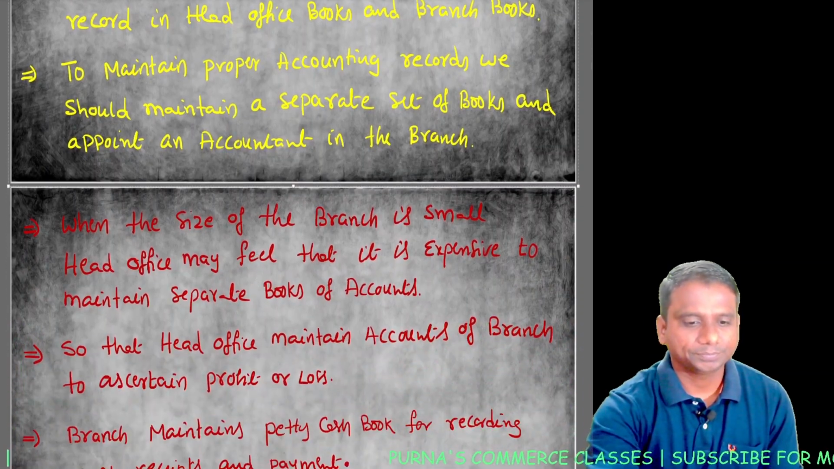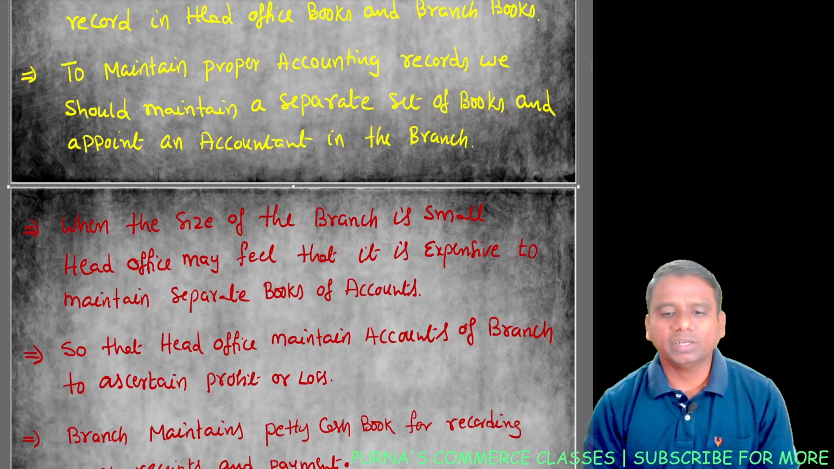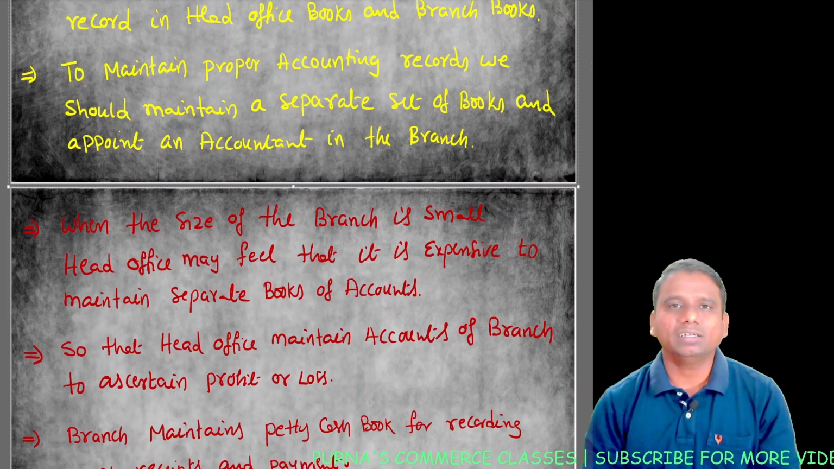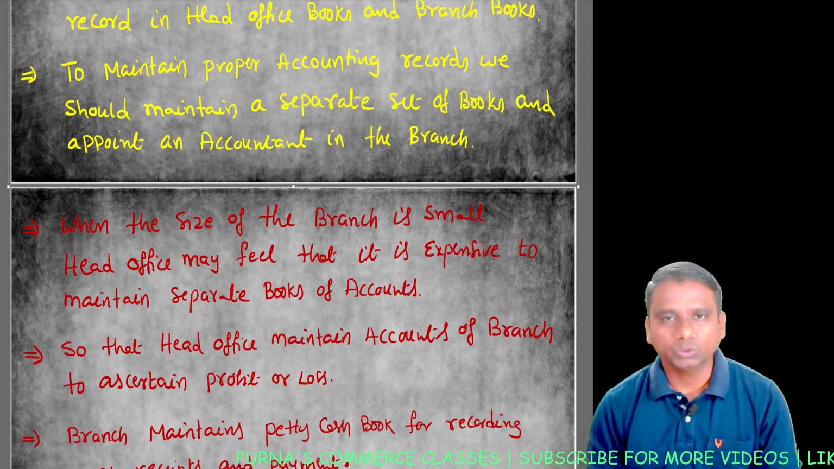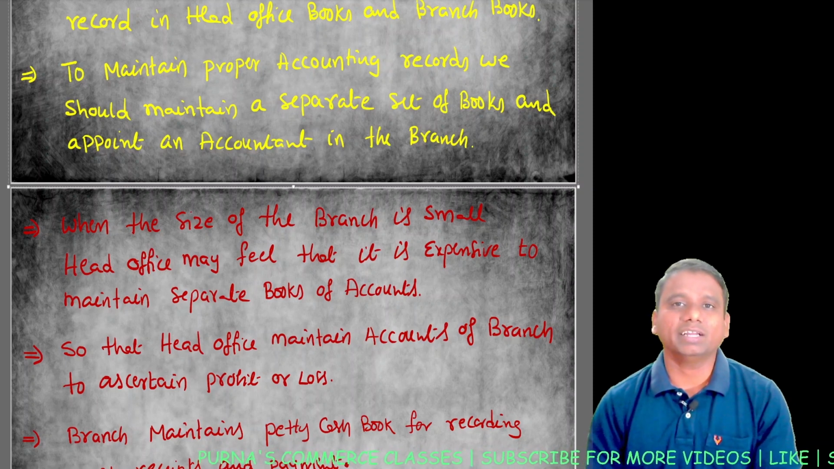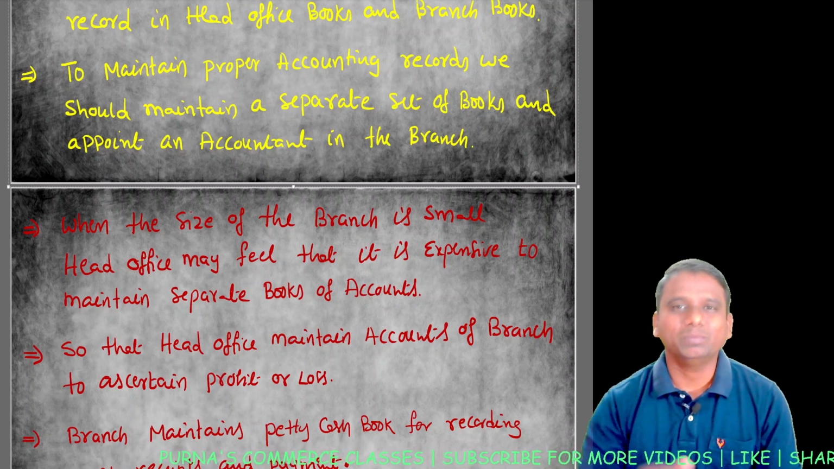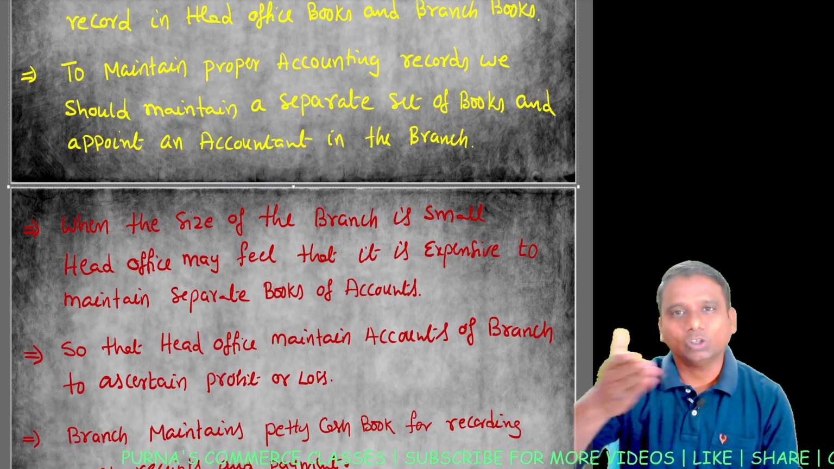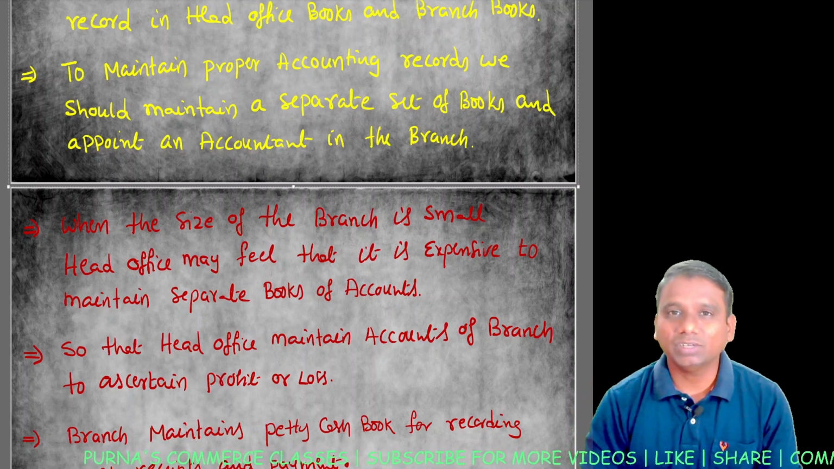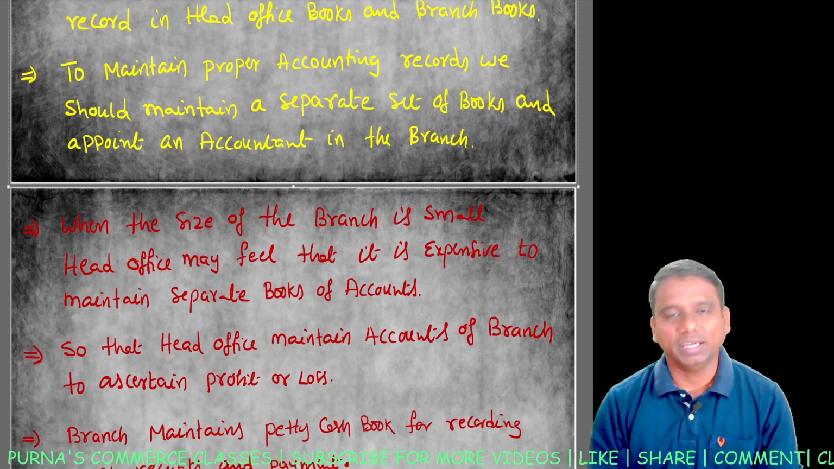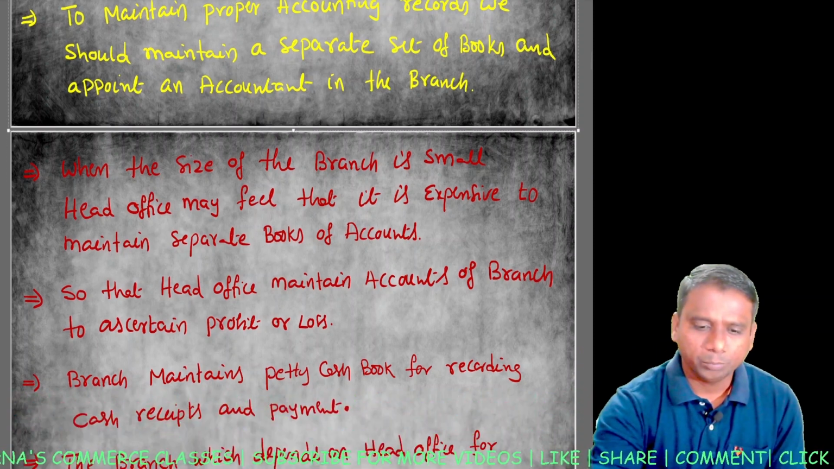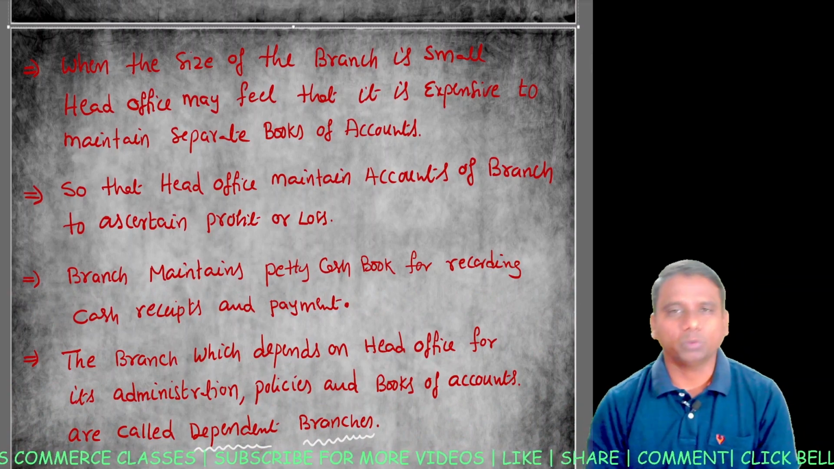Look at, to maintain proper accounting records, we should maintain a separate set of books. At the same time, we should appoint an accountant in the branch. Yes or no? A separate set of books in the branch, as well as one accountant to maintain these books of accounts. But think from the head office point of view.